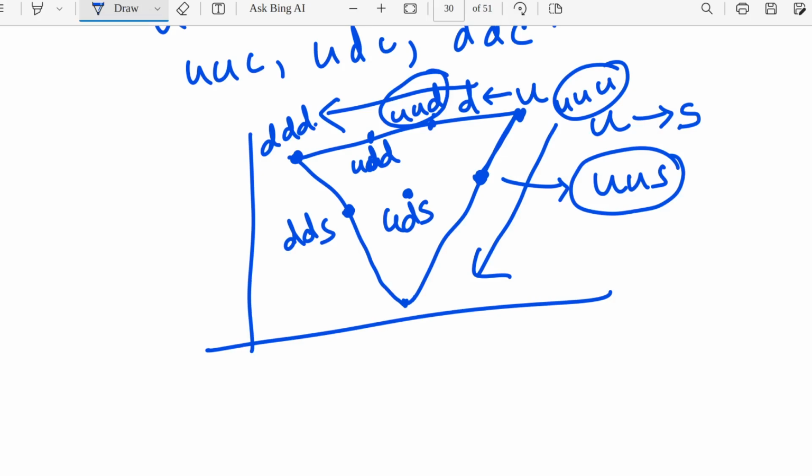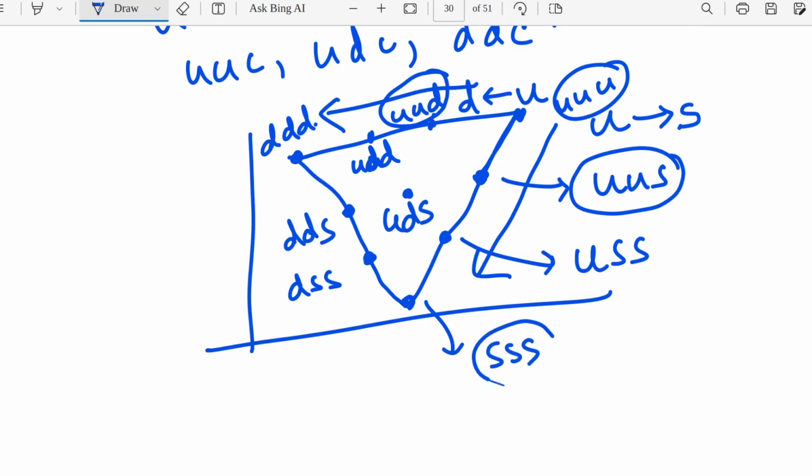Now coming from here to here again. What will be this one? This will be USS. Now what will be this one? This one will be DSS. Now coming to this one. Now you can see from here, USS was there, but one U can be replaced by S. That means SSS. This will be the quark content for this part. Right? So after knowing only one particular quark content, we can already make all the other quark contents.